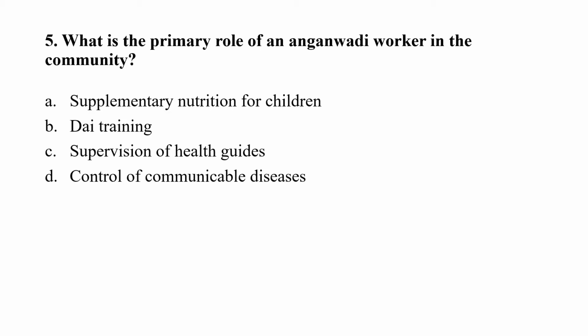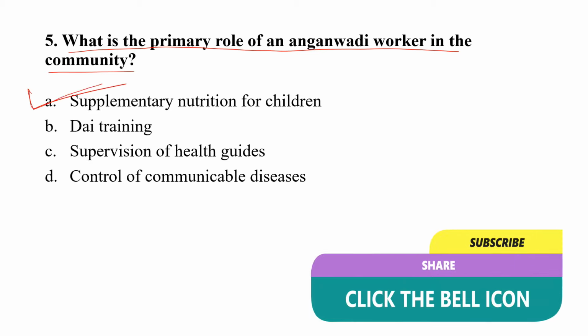Question number 5. What is the primary role of anganwadi worker in the community? Option A, supplementary nutrition for children. Option B, diet training. Option C, supervision of health guides. Option D, control of communicable disease. The correct option here is option A, which is supplementary nutrition for children. That is the primary role of anganwadi workers.